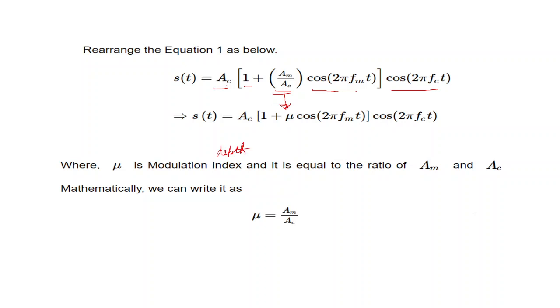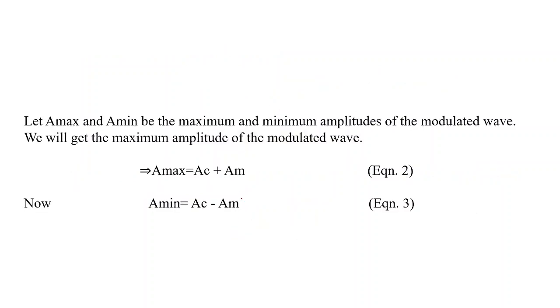So what is the role of this modulation index? Why this modulation index is important, that we will discuss in the next few slides. Basically, first of all, we can write what is the modulation depth. That is the ratio of AM by AC. So mu is equal to AM by AC.